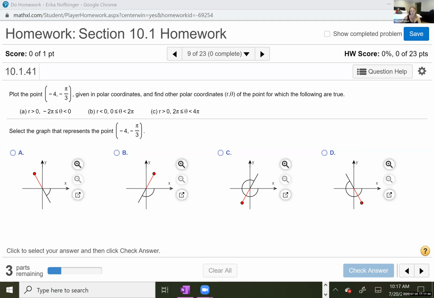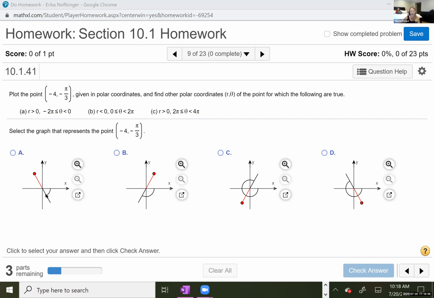So we're looking at the following homework question that you had on polar coordinates. We want to first plot this (-4, -π/3). When you're plotting polar coordinates, the first thing you want to do is move in the direction that your angle is. So this is -π/3. So going to the pole, you're going to go downwards π/3.